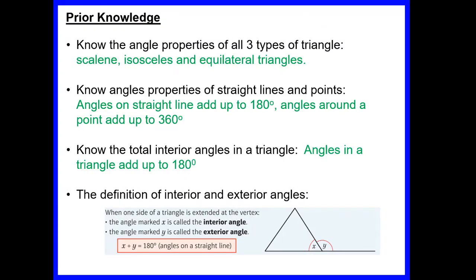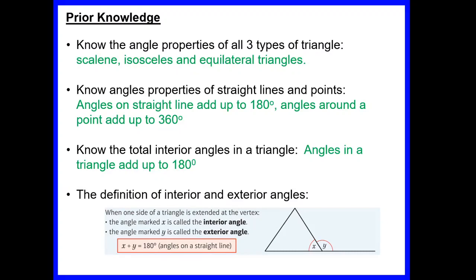Before we start, let's check our prior knowledge. We should know the angle properties of the three types of triangles: scalene, isosceles and equilateral. We should also know the properties of straight lines and points. So angles on a straight line add up to 180 degrees and angles around a point add up to 360 degrees. We should know the total interior angles in a triangle. So angles in a triangle add up to 180 degrees.